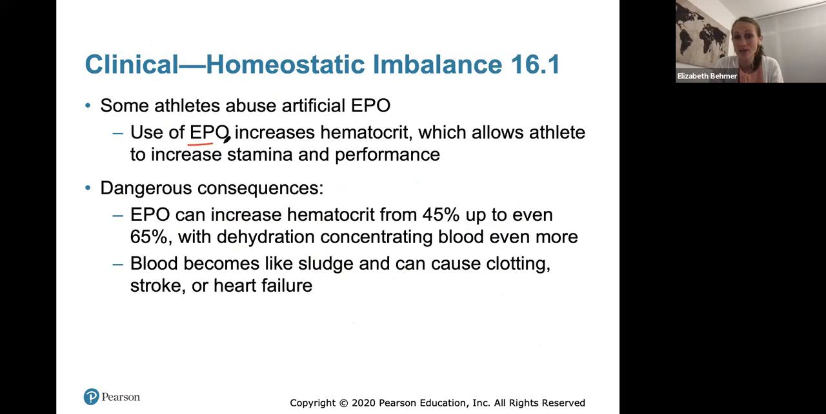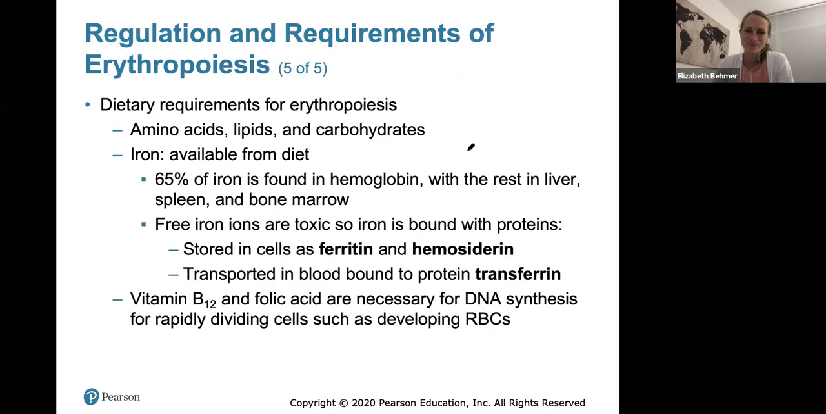The use of erythropoietin increases the hematocrit, or your red blood cell count, which allows athletes to increase stamina and performance, because more red blood cells will deliver, or supposedly deliver, more oxygen to more of your tissues. However, it can increase the hematocrit from 45% up to 65%. And with dehydration, it can concentrate the blood even more. So the blood can become like sludge, because remember the viscosity, the stickiness will increase because there's more red blood cells traveling through. And this can cause clot, stroke, or heart failure. So stay away from artificial erythropoietin.